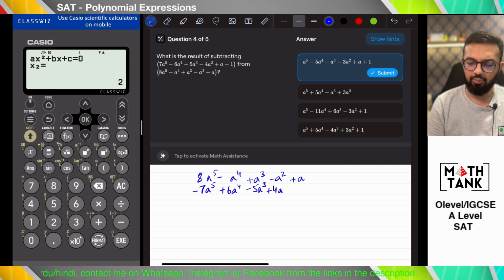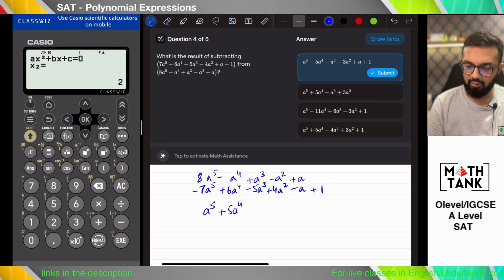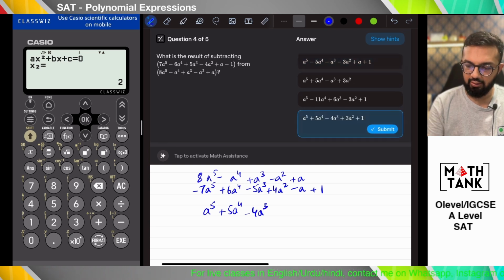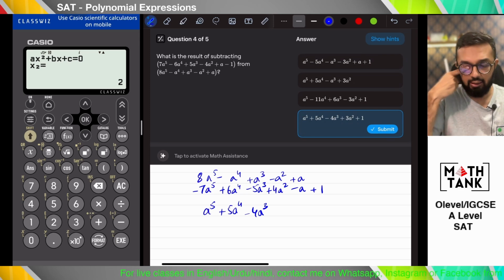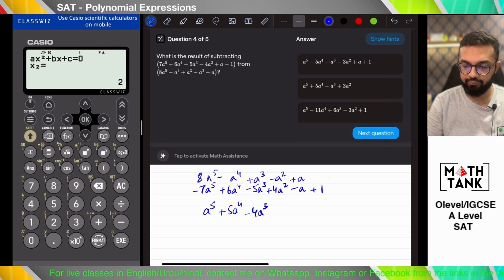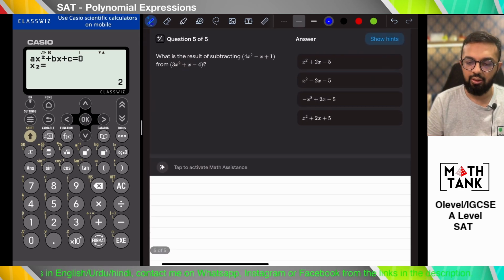So I'm going to now do that quickly. Okay, so that gives me a power 5 plus 5a power 4 minus 4a cubed. That looks like the last answer option that's there. Let's check. Yes, that is the correct answer.